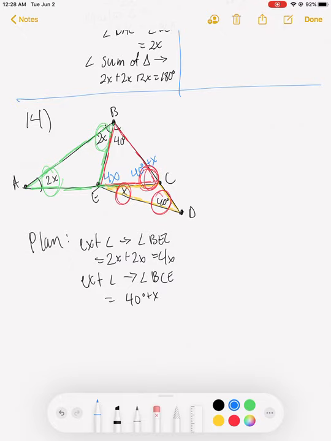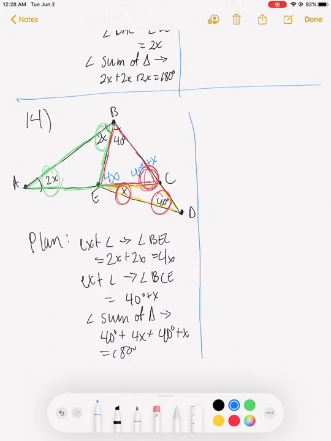Alright, so then I have all three angles in this middle triangle. So angle sum of triangle. We're going to use the 40 degrees plus 4x plus 40 degrees plus x. Set all that equal to 180 degrees. And when we do that, we should be able to get our answer. Okay, so let's go ahead and do our teacher solution.